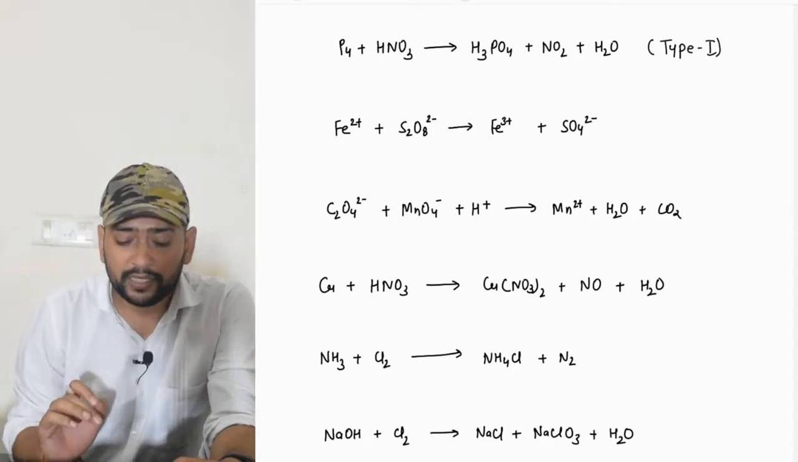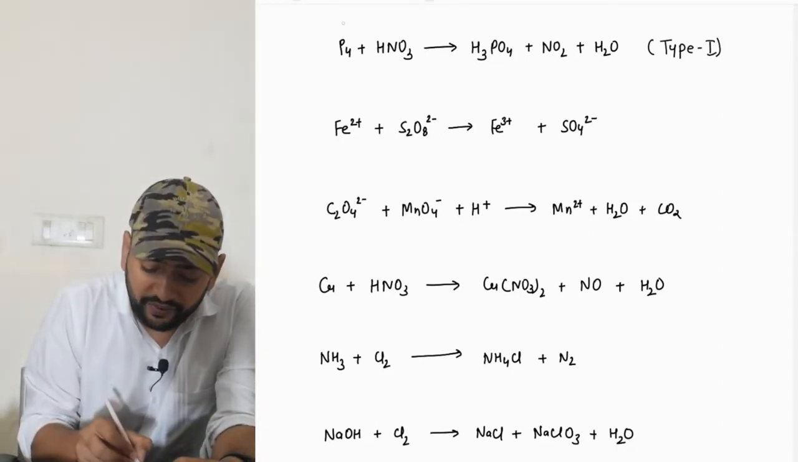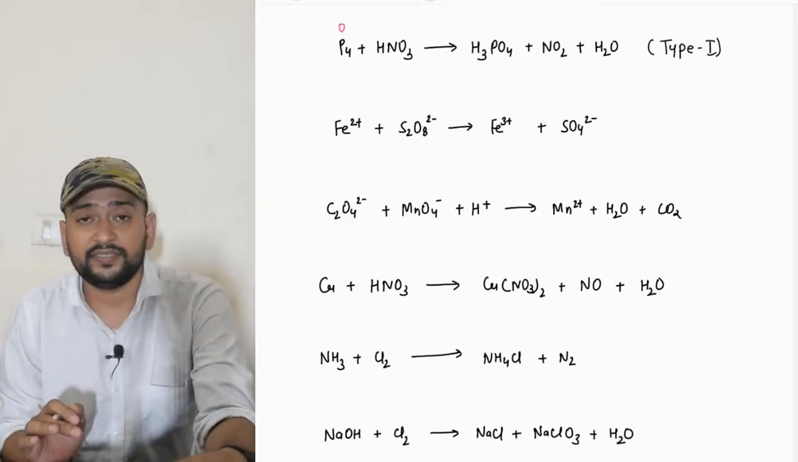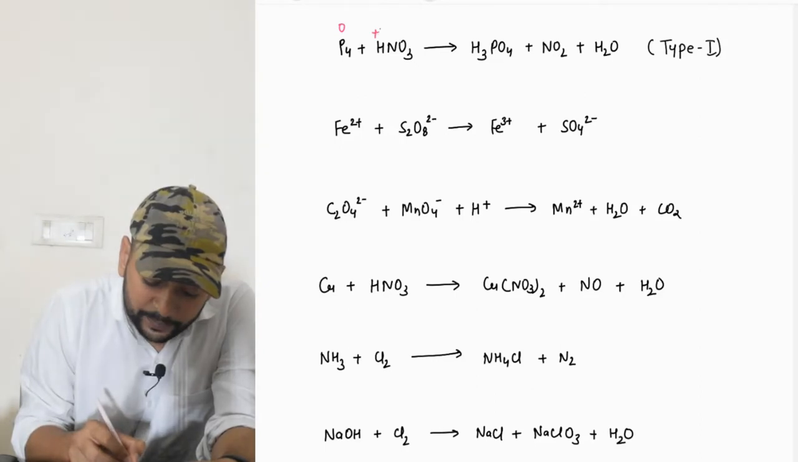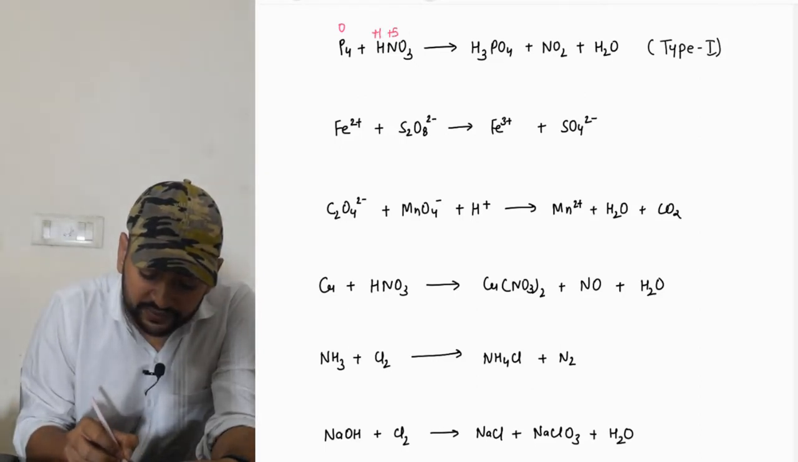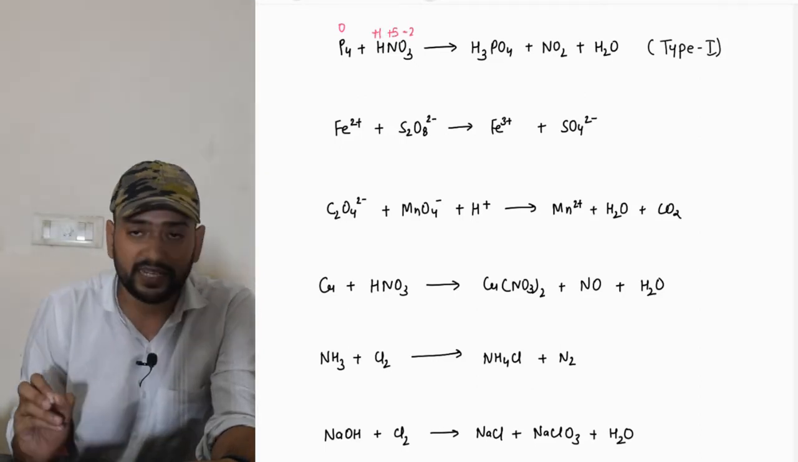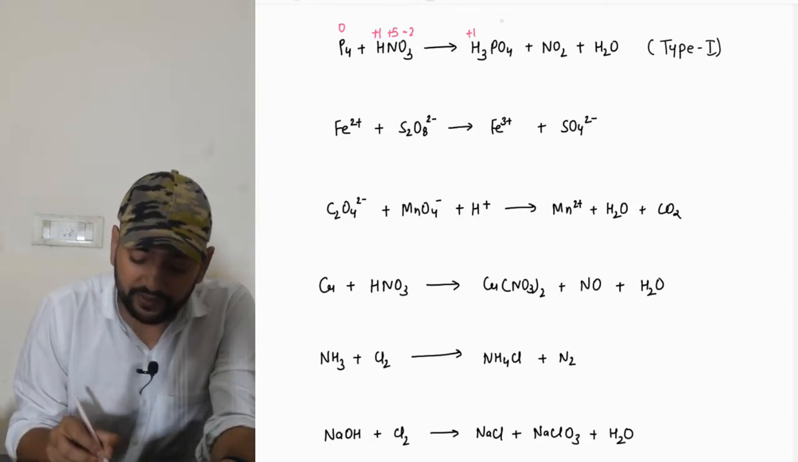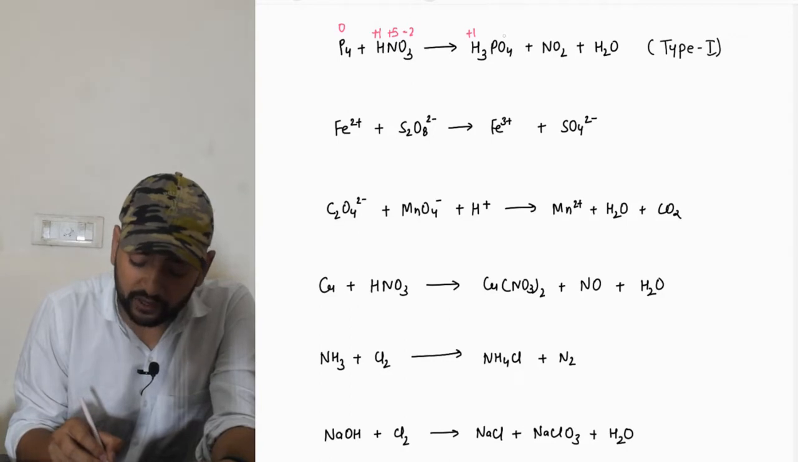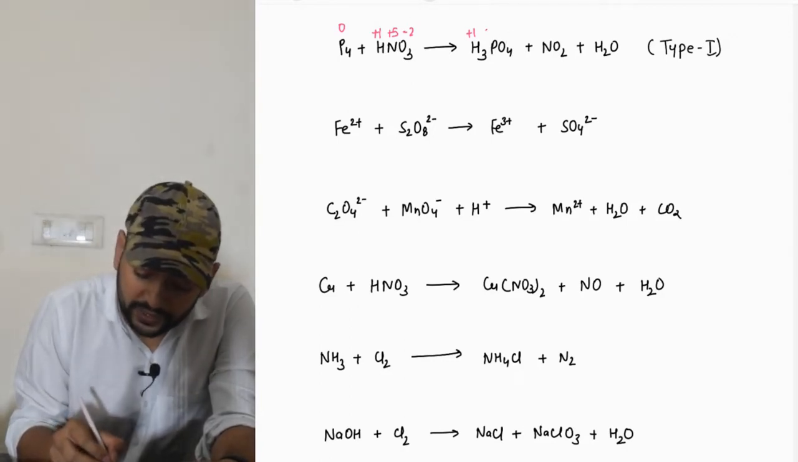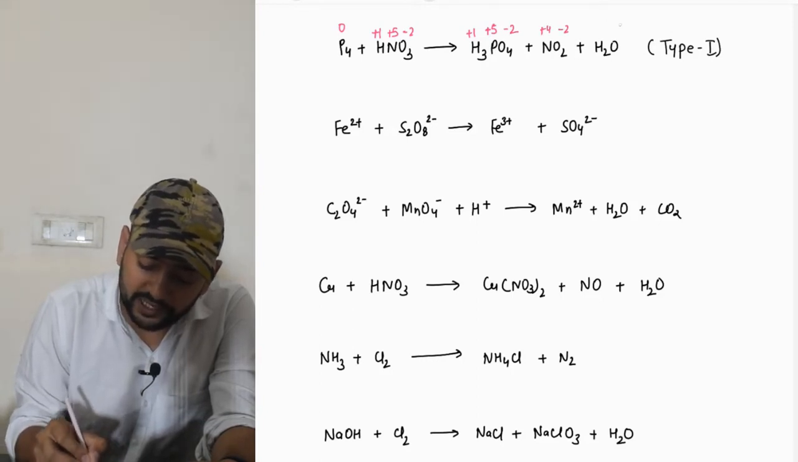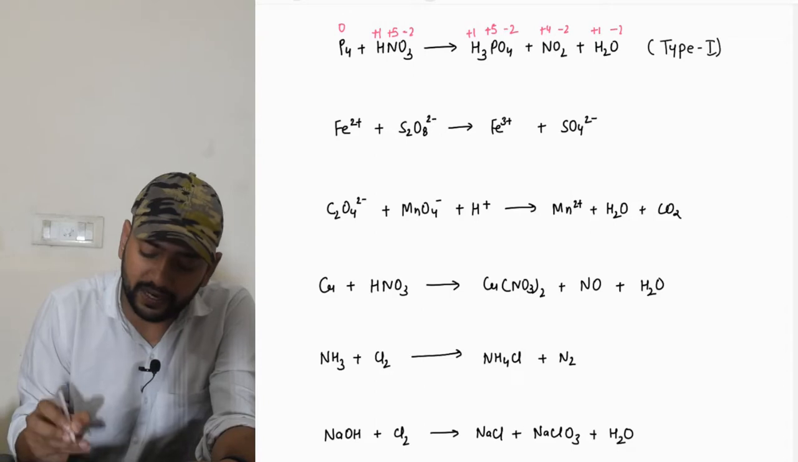Here we have phosphorus, and the oxidation state of phosphorus is 0. For hydrogen it is +1, for nitrogen it is +5, and for oxygen it is -2. Similarly, for hydrogen here we have +1, for phosphorus we have +5, and for oxygen -2. For nitrogen we got +4, here -2, and here we have +1 and -2.